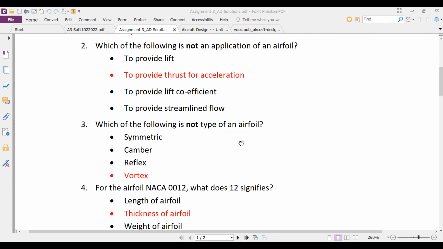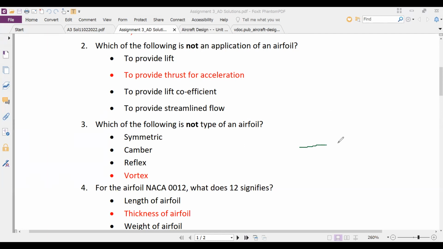Does anyone have any doubt in this question number 3? Sir, can you show the diagram of a reflex airfoil, sir? That's a good question. Let me try. Because I've shared this PDF, I can annotate from draw. Yes. So let me try.